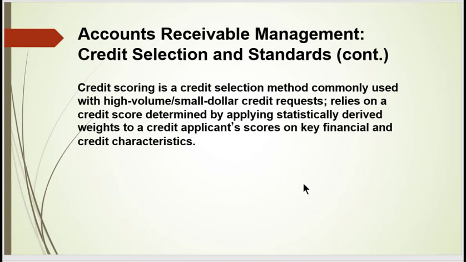Now, credit scoring is a technique used, and this is really for high volume situations. Think about credit cards. They have thousands of people applying for credit cards every day. To do that all by hand individually would be very difficult. So credit scoring is where we apply some statistical measure to determine whether or not a person has the characteristics that we might want to offer credit to.